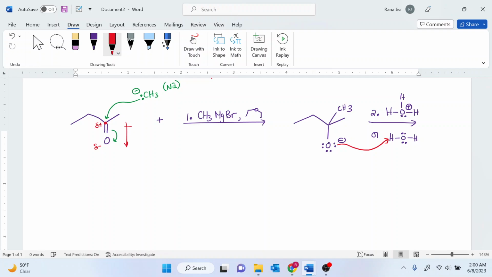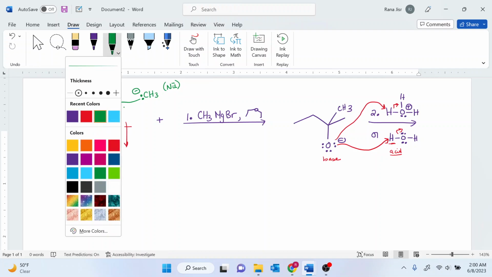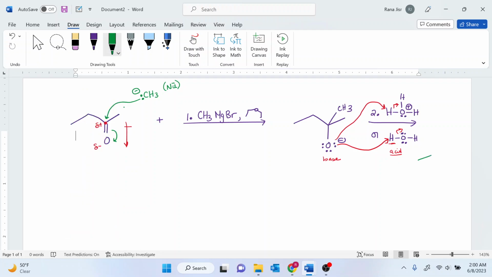So if I use water, then this is going to be my base. And this hydrogen here is going to be my acid. So it's a very weak acid. Or I can use the base with this acidic hydrogen over here. Water is going to leave. The OH is going to leave in this case. Any one of those. And then my product is going to be an alcohol. The rule says that if I start with a ketone, then my product is going to be a tertiary alcohol.